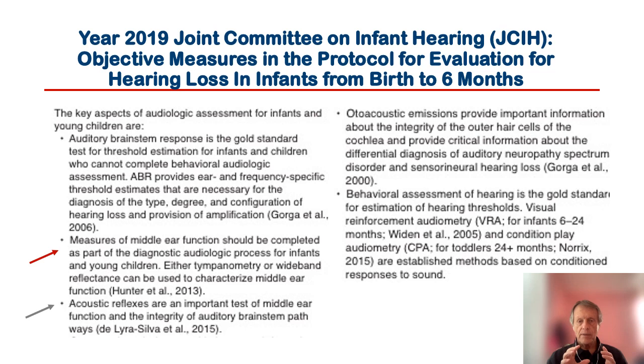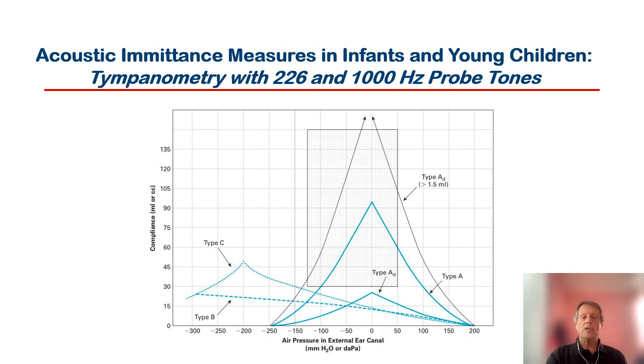And it's the first real measure of the entire auditory system up through the brainstem. So in addition to the ABR, acoustic reflex measurement can provide valuable information for the diagnosis and management of hearing loss in infants. Tympanometry, of course, is one of the tests within the category of acoustic immittance measurements.